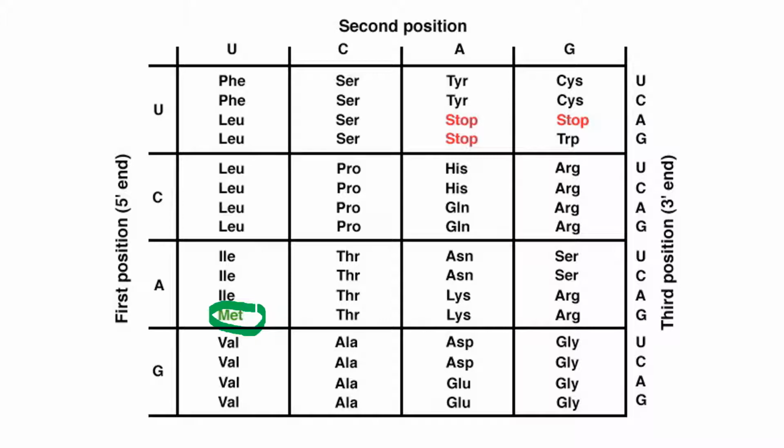And where's tryptophan? Trying to find it. Where's TRP? I can't even find it. But tryptophan is the other amino acid that only has one single codon. Can't believe it's not jumping out at me. Oh, here it is. So single codons for methionine and tryptophan.